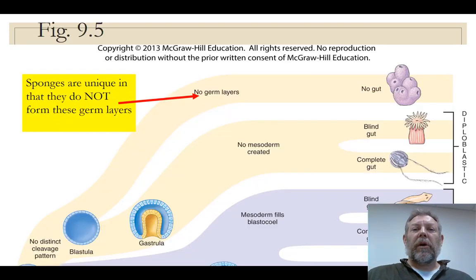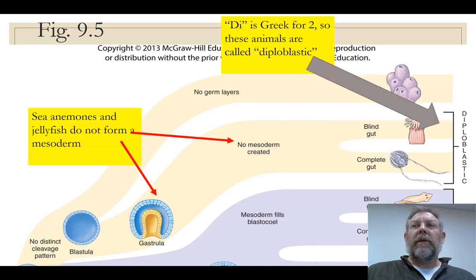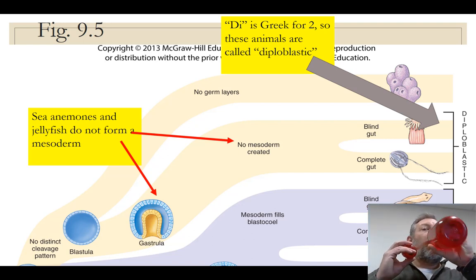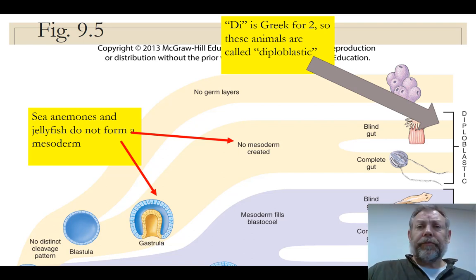And so again, we're going back to the same figure we looked at several times. This is from your book, and the sponges don't have any germ layers. And then the cnidarians, your jellyfish, your sea anemones, your corals, they are a little bit more complicated. They form two germ layers. They're diploblasts.